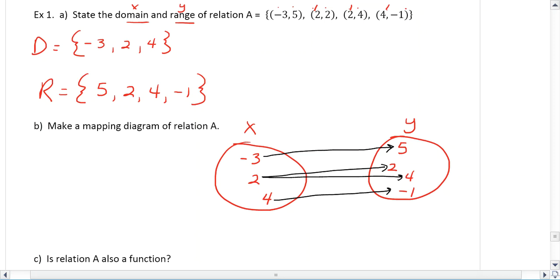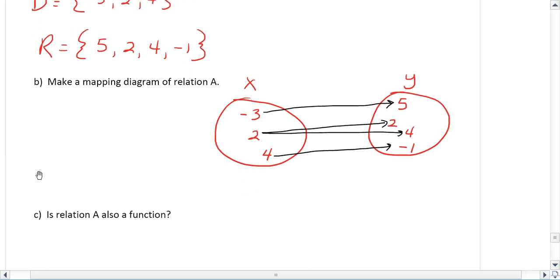Now, this final question in this example, is relation A also a function? So just to remind you, each x can only map to one y. So let's look if that is indeed the case. All right, negative 3 is okay, but look at this 2 here. It maps to a 2, and it also maps to a 4. So the answer to this would be no, it's not a function, because the 2 maps to 2 different y's.